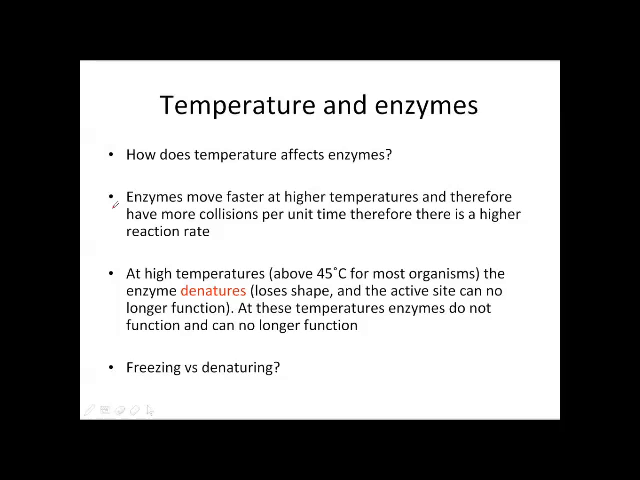So today we're going to be learning about what factors affect enzymes. So the first factor we're going to cover is temperature. So temperature and enzymes. How does temperature affect enzymes? So enzymes move faster at higher temperatures. Therefore, they have more collisions per unit time. Therefore, there is a higher reaction rate.